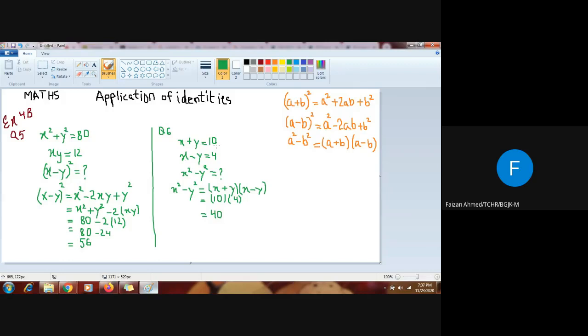I just have to make sure to apply the right identity by looking at the question very carefully. In the first question, I applied the second identity because the question was asking me about the value of (x minus y) whole square. I knew that there is a negative sign, so I chose the second identity. And in this question, x plus y and x minus y were given to me, and the question was asking about the value of x square minus y square, which happens to be my third identity. So I just took out the identities, used their formulas, put in the values, and found the final answers.